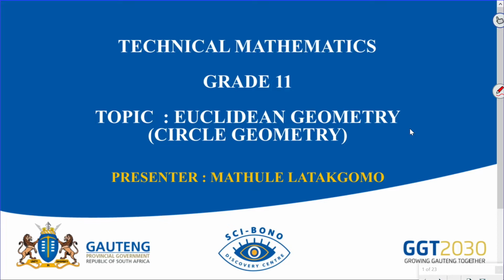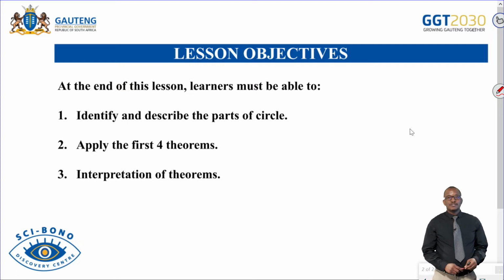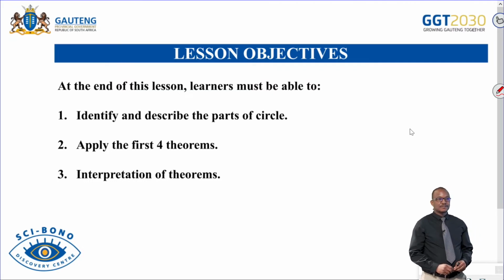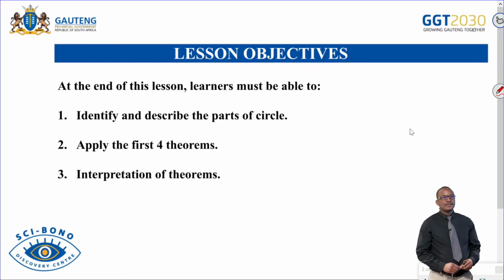Today's topic is Euclidean geometry, and we're going to look at circle geometry. Lesson objectives: at the end of this lesson, learners must be able to identify and describe parts of circles and apply the first 4 theorems. So far, I guess you have done the first 4 theorems, and we have to look at the interpretation of those theorems. You need to be able to interpret them.